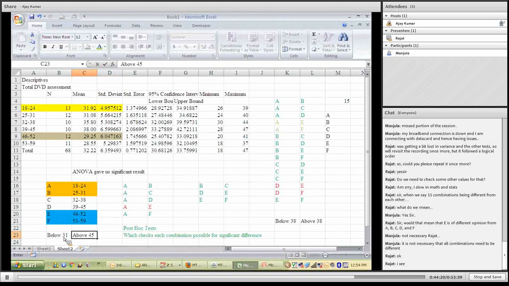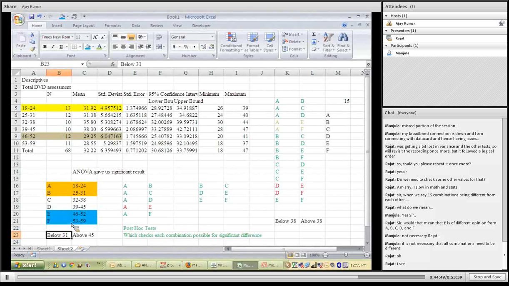So now this is what I'm interested in. How would I do it? Below 30 would mean combining the first two groups, and above 45 would mean combining these two groups. So how do I check this difference? This kind of combinational difference test can be done in ANOVA by one of its wonderful and powerful concepts, known as contrasts. All right, so let me write it down.